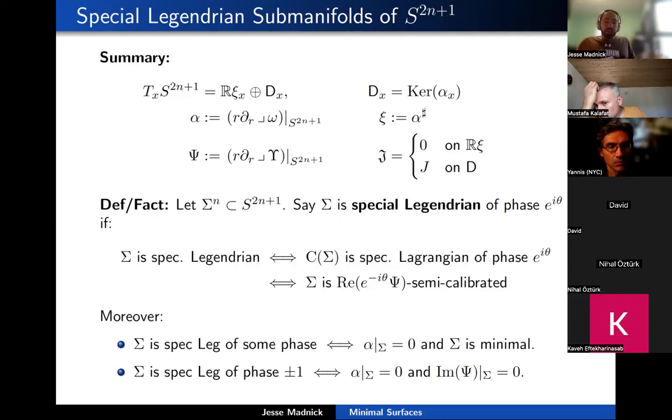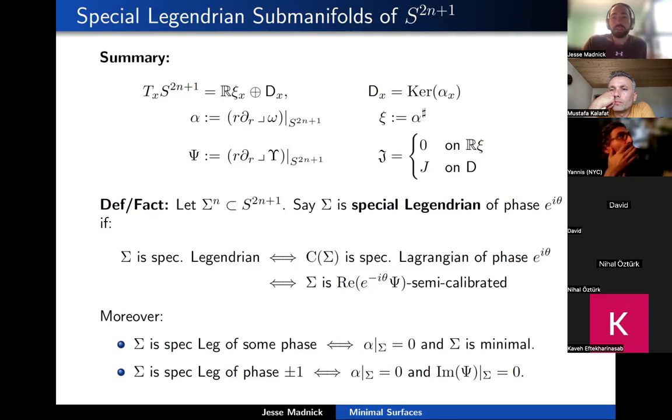And there are also these additional characterizations, which are quite nice. It turns out that being special Legendrian of some phase is equivalent to being minimal and Legendrian, Legendrian meaning that the contact form vanishes. Being special Legendrian of phase plus or minus 1 is equivalent to being Legendrian and the imaginary part of psi vanishing.